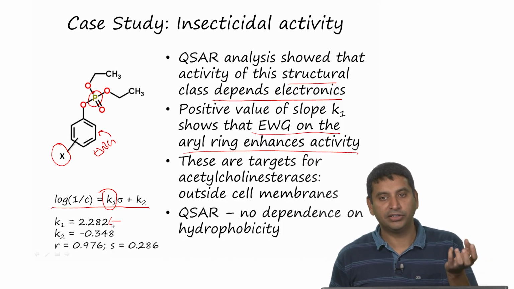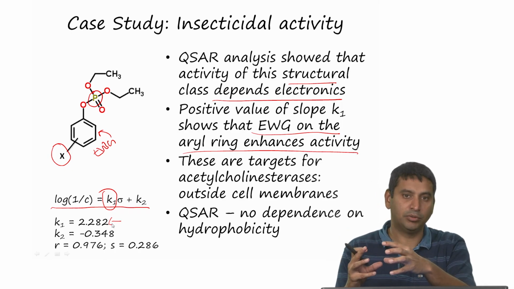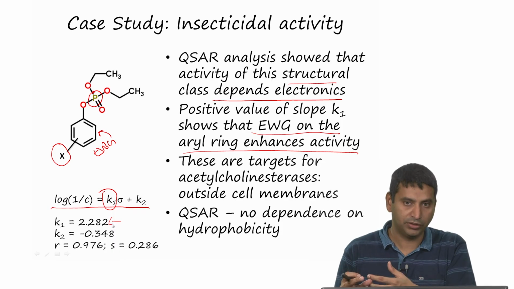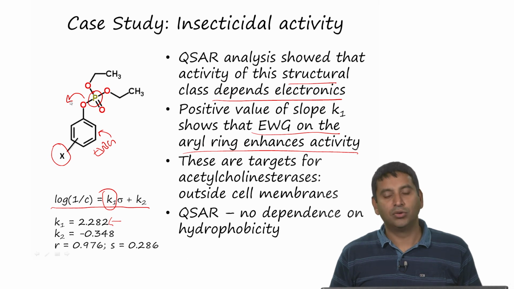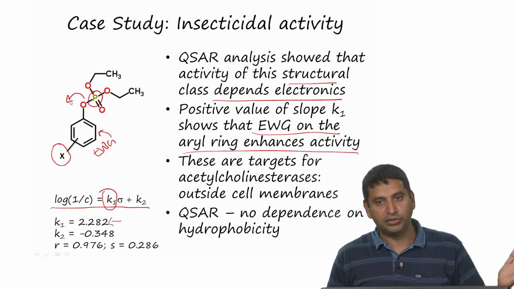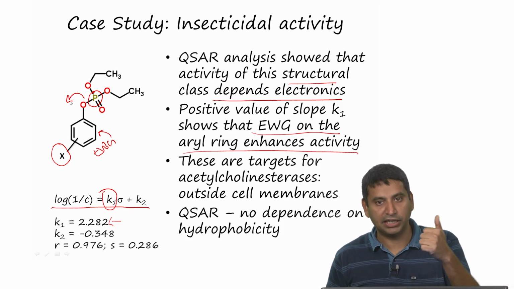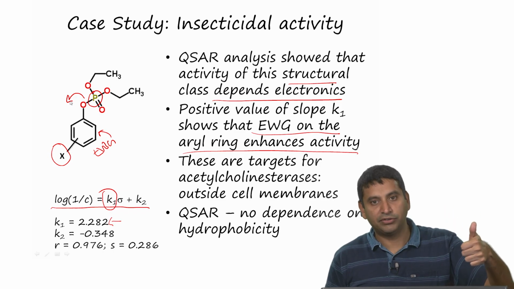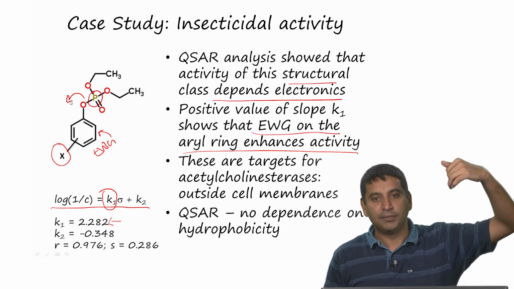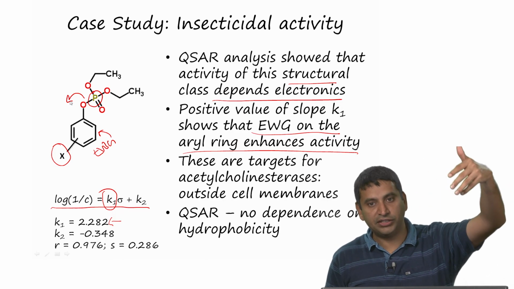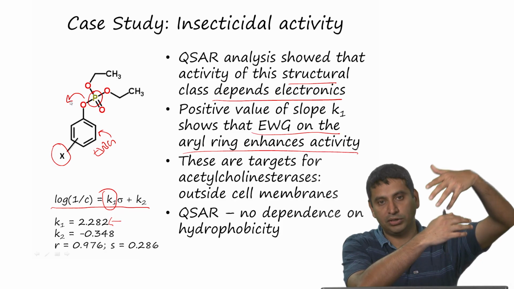These molecules were later found to be targets for acetylcholine esterases, which are expressed outside the membrane, and therefore, it is understandable that the organophosphate will get hydrolyzed better when you have an electron withdrawing group, because the phenolate becomes the leaving group in this case. The QSAR on hydrophobicity shows no dependence. These two data are actually consistent with what we would expect: first, the insecticidal activity depends on electronics, because the better the conjugate base, the better the leaving group. Second, the enzymes are expressed outside the cell membrane, so there is no need for it to get across the cells and get into the cell to exert its activity.